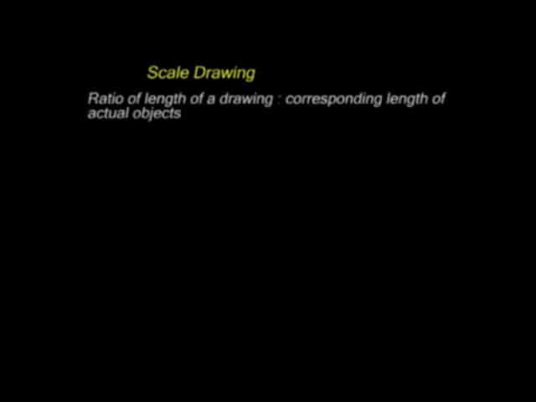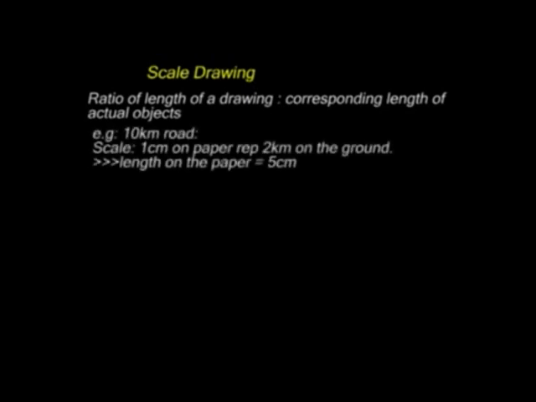Scale drawing. A scale is the ratio of the length of a drawing to the corresponding length of the actual object. For example, a 10-kilometer road cannot be drawn on a piece of paper, and we thus scale it down and maybe say 1 centimeter on the paper represents 2 kilometers on the ground, and thus we have a drawing on the paper of 5 centimeters.